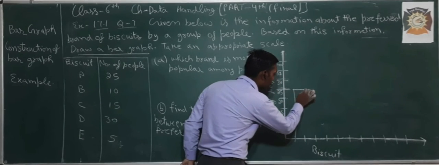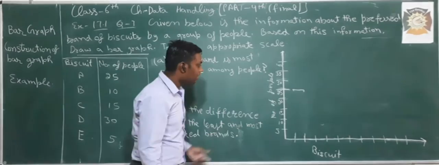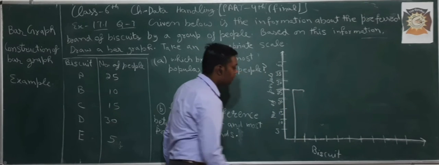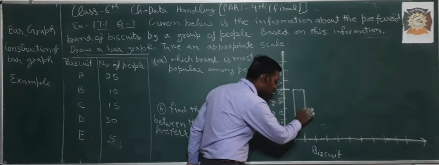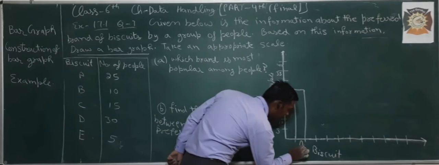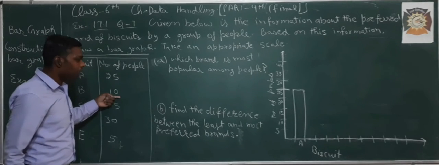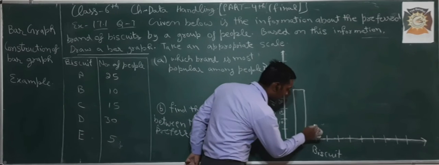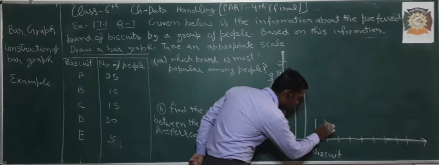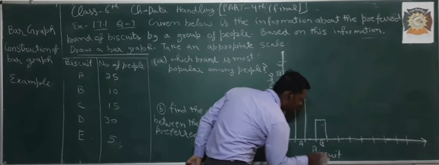here. The brand A has value 25, so we have to draw a bar from the value 25 to A. That's the representation of brand A. Now we have to represent the second brand, which is B, and the number of people who like brand B is 10. So we have to draw a bar from here to 10. This is brand B, which is liked by 10 people.